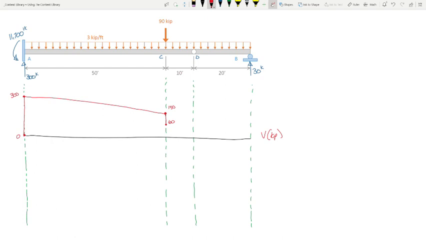Now, again, that hinge does not exist, okay? So if I am at C to B, how much distributed load is from here to here? 30, so 3 kips per foot, that's 90, right? So if I'm at 60 and I drop down 90, what's that put me at over here? Negative 30. And then that reaction brings me back up to 0.